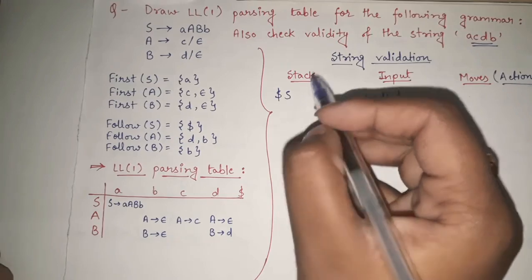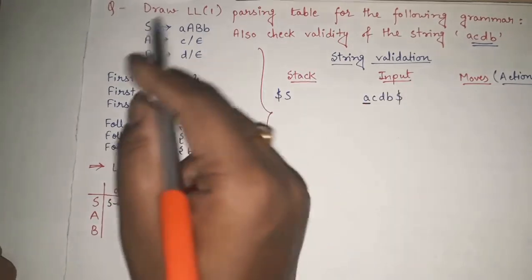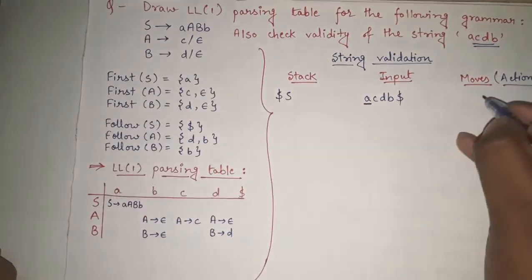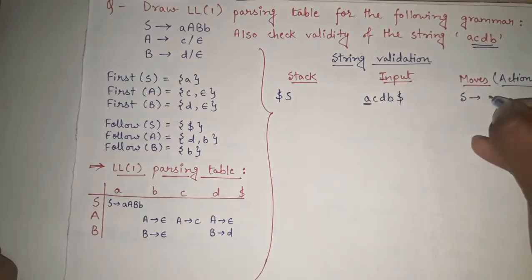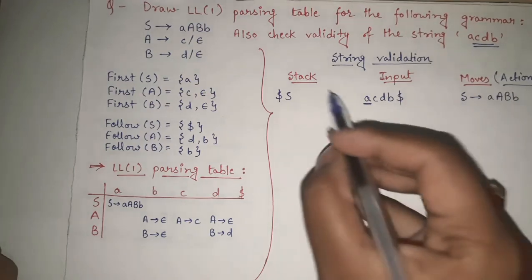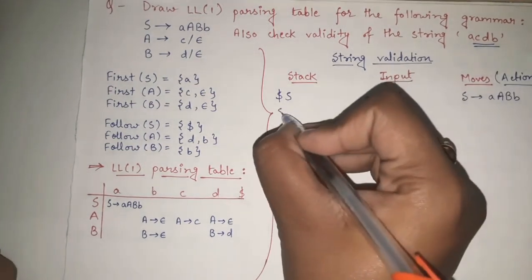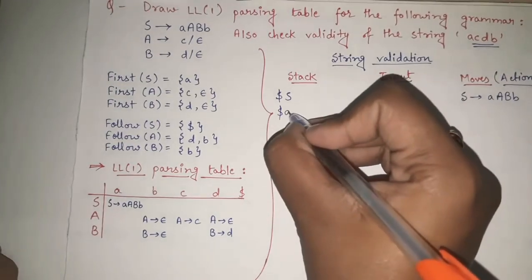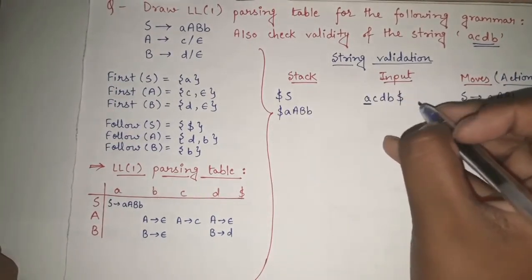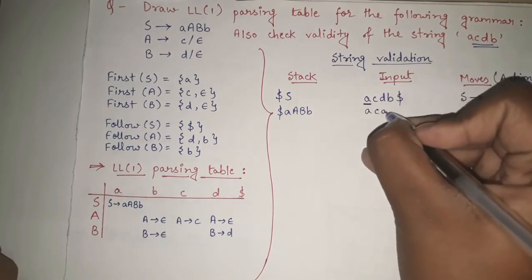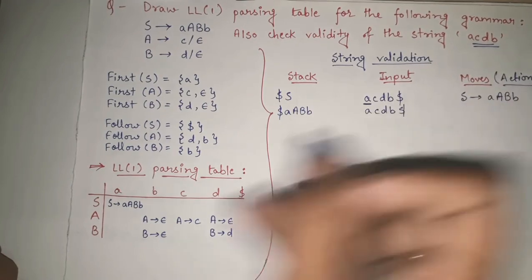So my first move should be replacing this S with its production. So my first move will be S gives aBb. What I will do is replace this S with its production, that is aBb. And what will be there in my input symbol? Currently I have not done anything, so my input symbol will be as it is.